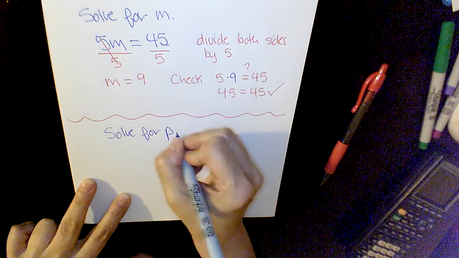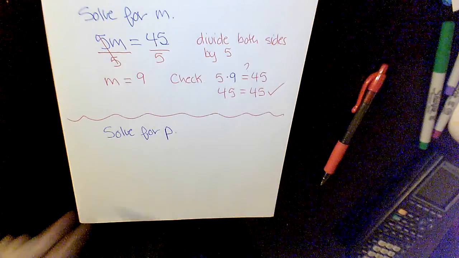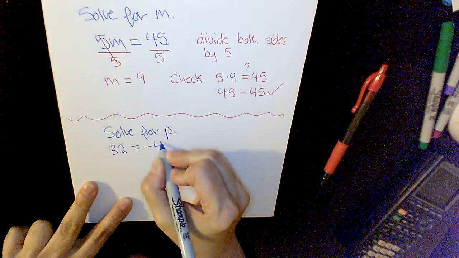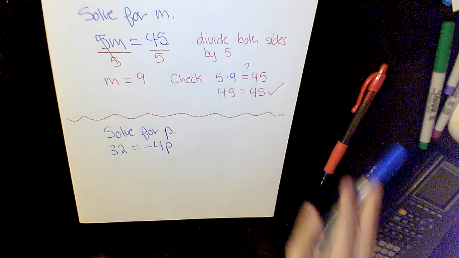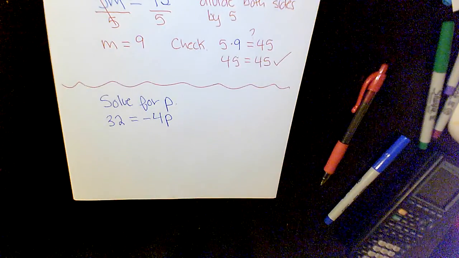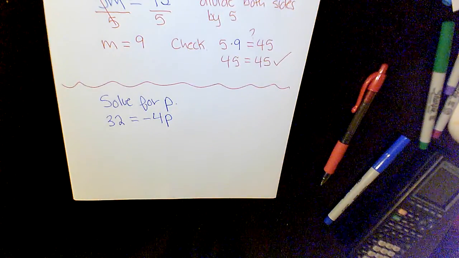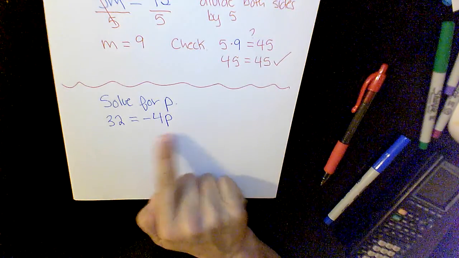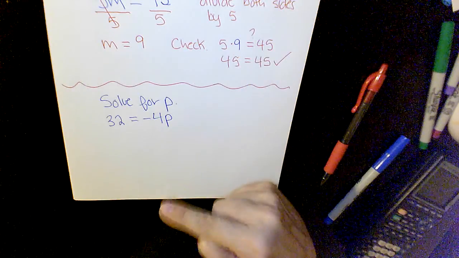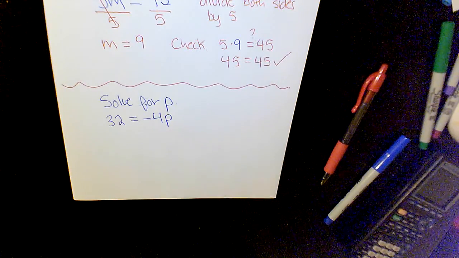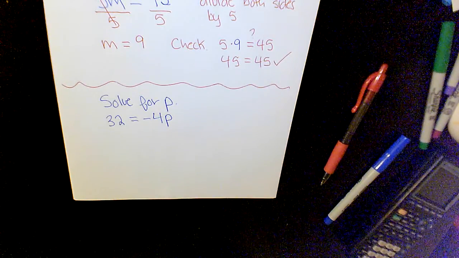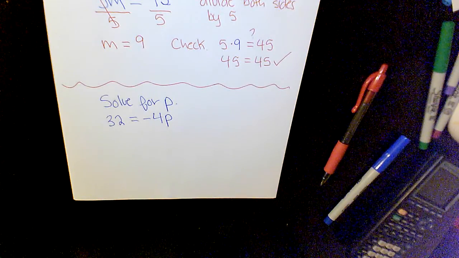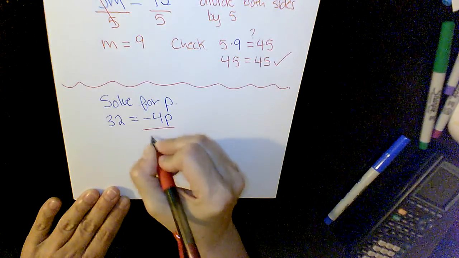Let's solve for p. Okay, here's my equation that I want to solve. 32 equals negative 4p. So some number or value multiplied by negative 4 gets me to 32. So we're multiplying by negative 4. We want to do the opposite. And if you take a look at the last problem I did, we're going to do the exact same thing. And we're going to divide both sides by negative 4.